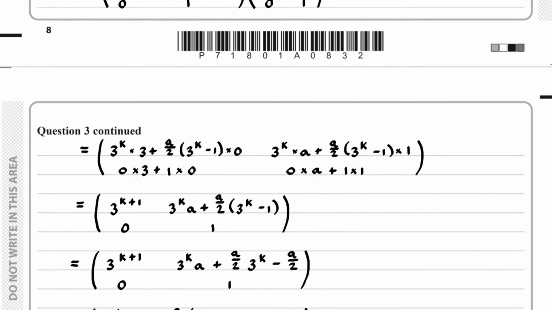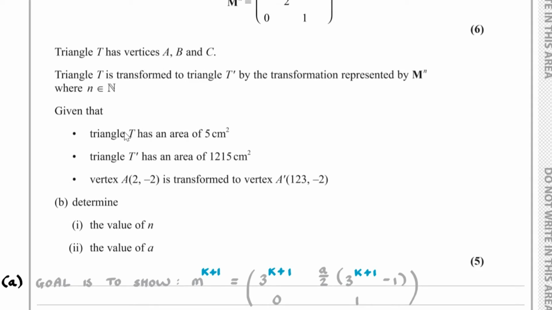What we also know from the question is we've got triangle T, which has an area of 5 centimeters squared, and triangle T dash, which has an area of 1215 centimeters squared. And if we find the determinant of our transformation matrix, in this case m to the n, that will tell us the area scale factor, and we can also find the area scale factor by dividing 1215 by 5.